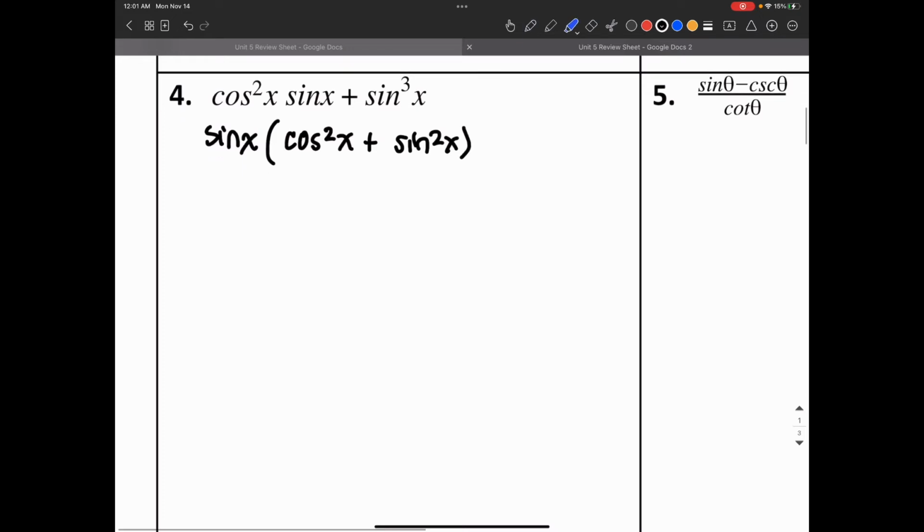And now I see conveniently that this inside part is a trig identity that I know. That's one of the Pythagorean identities, and I can replace cosine squared of x plus sine squared of x with just 1. That times sine of x is what I have here, and so my answer is just sine of x, and that's it.